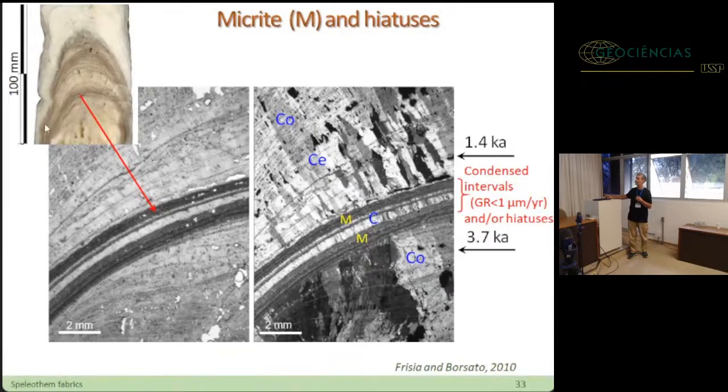You can see on the polished slab here, and we will see in the thin section here, this micritic band, and the interval between here and there is more than 2,000 years. So it's a very condensed growth in which we have all this accumulation of organic laminae.